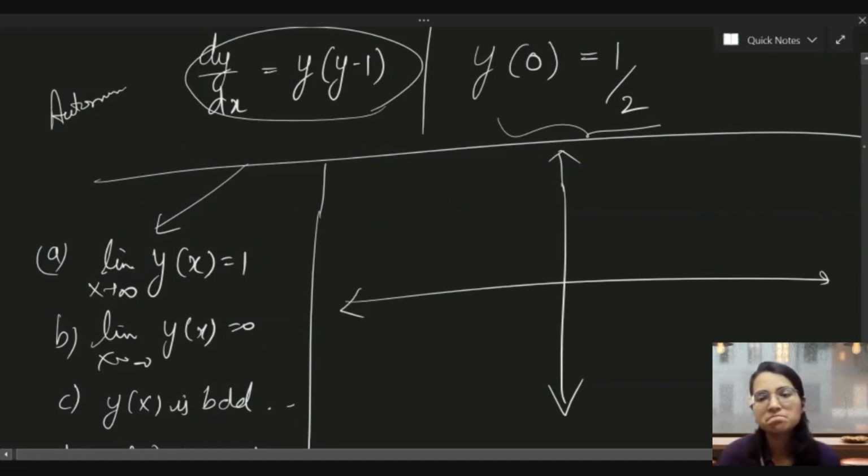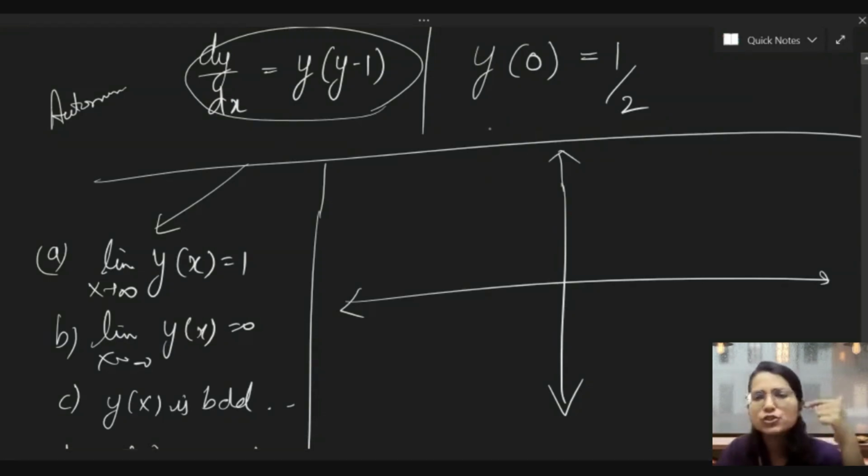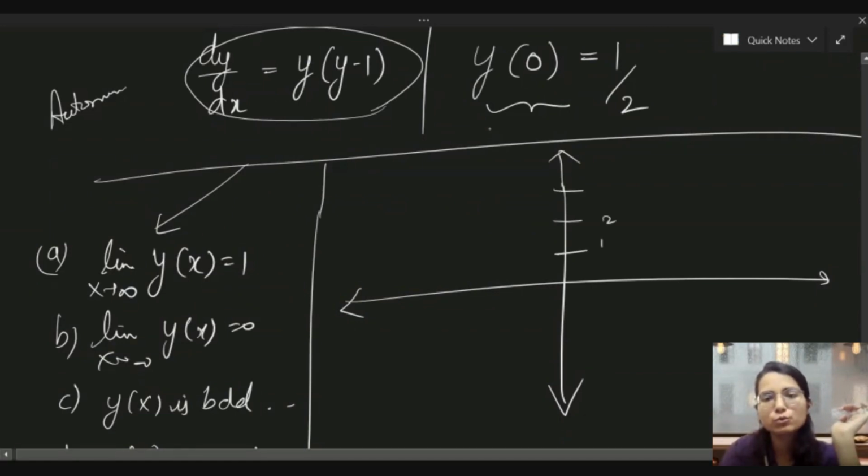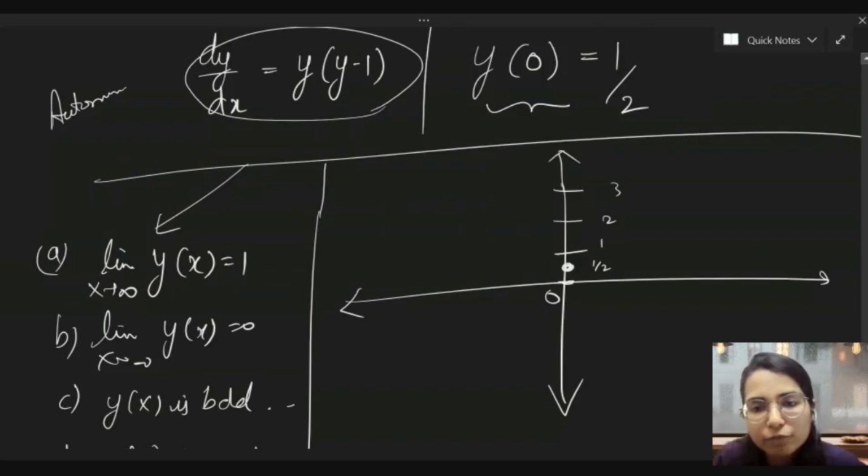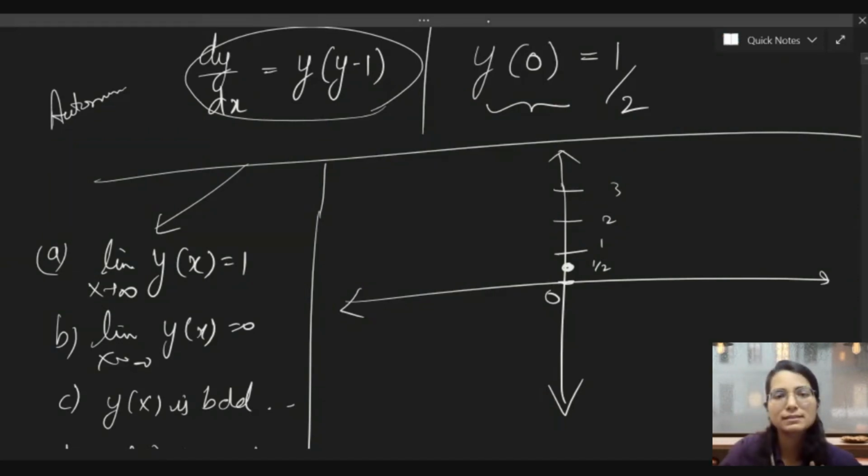Let me put: when x is 0, y is 1 by 2. So now change your perspective about things. Try to see things graphically. y(0) is equal to 1 by 2, which means that when x is equal to 0, y is 1 by 2. Let's say 1, 2, 3 is here, 0 is here. So when x is 0, y is 1 by 2, so this is a point through which our solution passes.